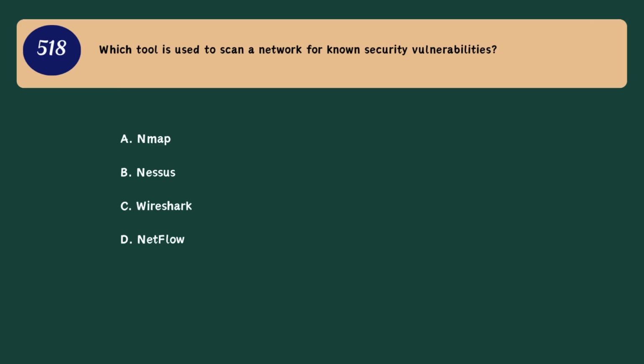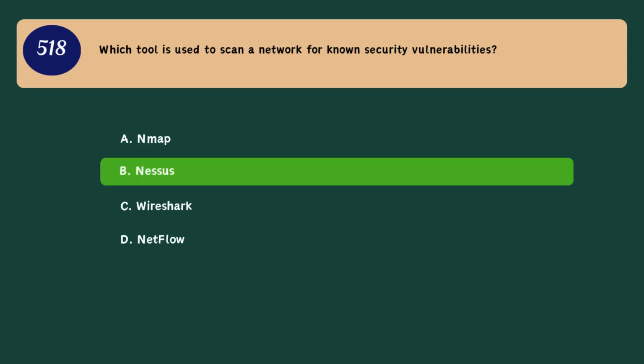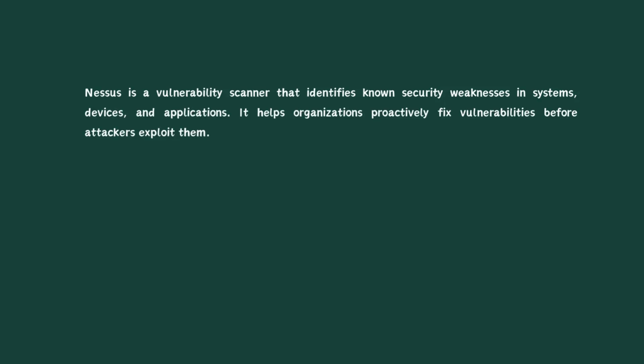Question 518. Which tool is used to scan a network for known security vulnerabilities? A. Nmap. B. Nessus. C. Wireshark. D. NetFlow. Correct answer. B. Nessus. Nessus is a vulnerability scanner that identifies known security weaknesses in systems, devices, and applications. It helps organizations proactively fix vulnerabilities before attackers exploit them.